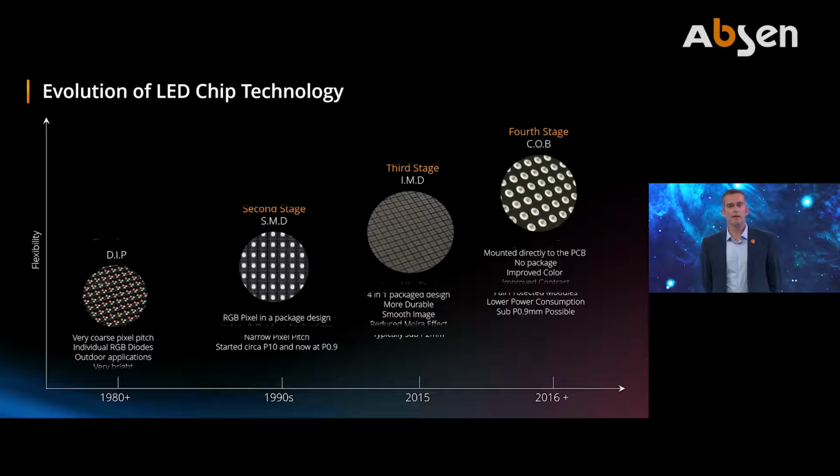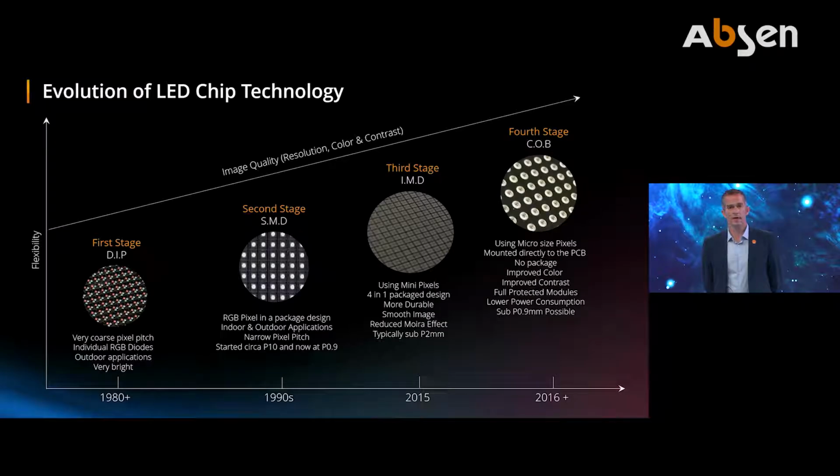And now we can take a look at the LED chip technology evolution. Again, a very high level view, but it illustrates the rapid development of LED technology in recent years. Firstly, we had DIP technology, which was around in the 1980s. This was a very bright but very coarse technology associated with outdoor applications.